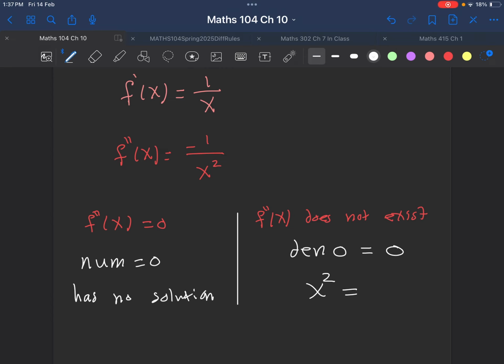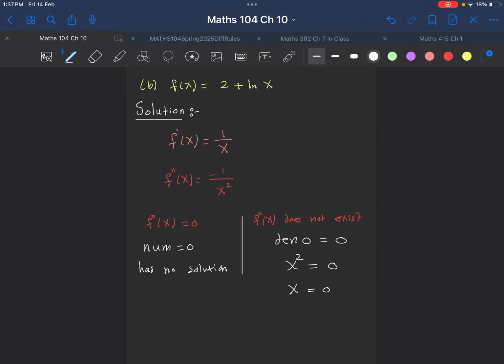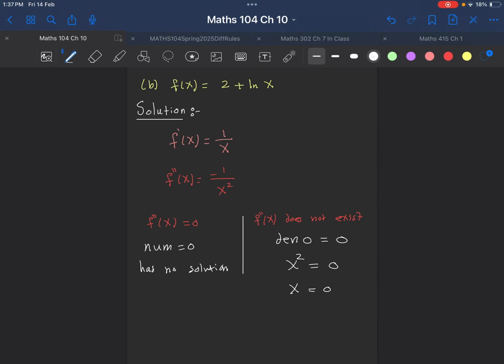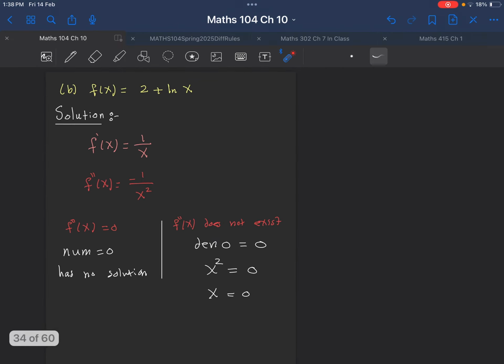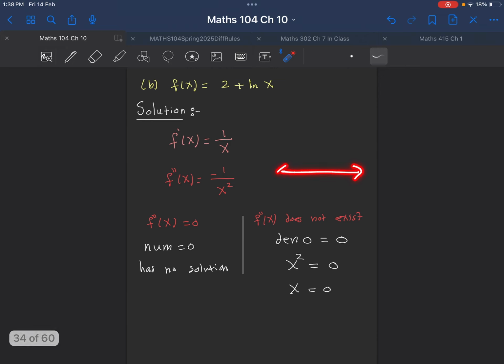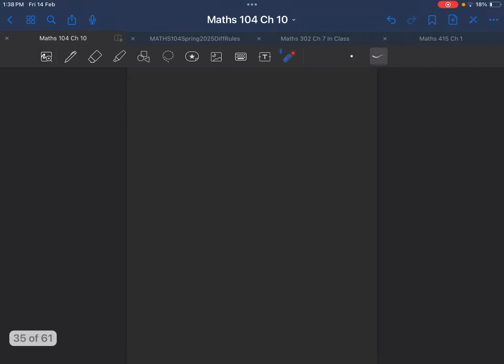Now for the second case, since we have a denominator, we make the denominator equal to 0. That means x squared equal to 0, which will give you just x equal to 0. Next step, we just need to put this in the number line and check the sign of f double prime and see what we are going to get. So what we will do next is we will put the 0 here, and then we will see if this is positive or this is negative, concave upward, concave downward, and so on. So put the number line.